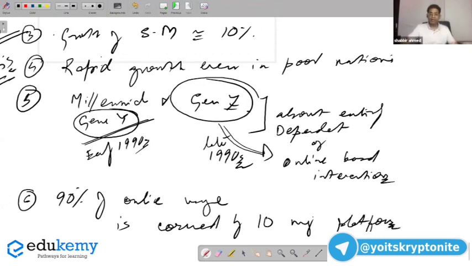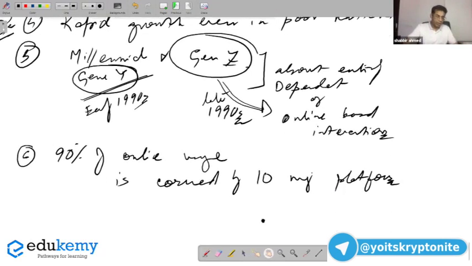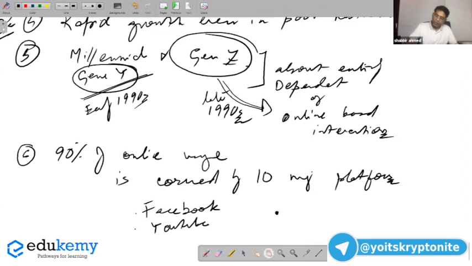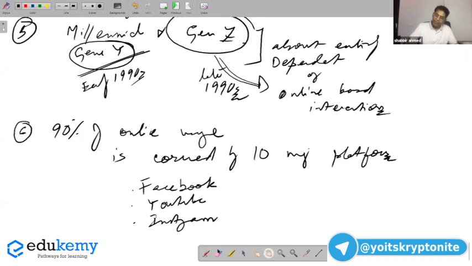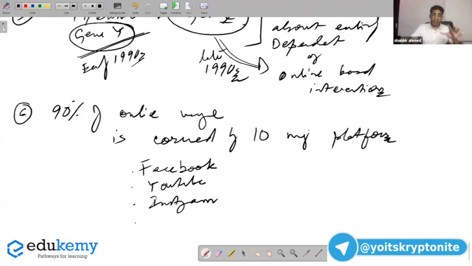Okay, among the 10 major platforms, the largest users belong to Facebook, YouTube, and Instagram. One of the latest ones, which has come very recently within 5 years, of course you know, is TikTok. So very rapidly this has grown.